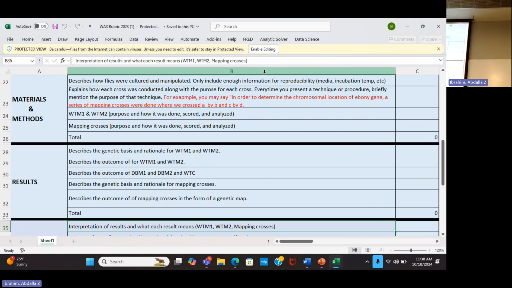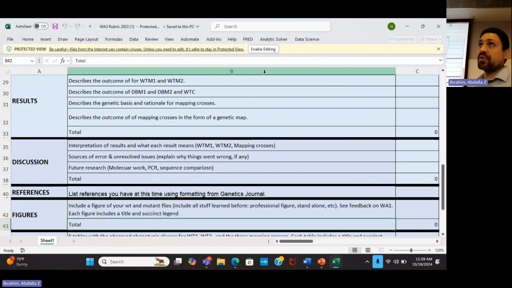Okay, we go here for the results. For the mapping crosses, you would mention how many results you have gotten and what those results are, and then you can also refer to the genetic map that you have designed. I'd put a figure of the genetic map. So up to this point, we haven't really discussed any of your results yet.